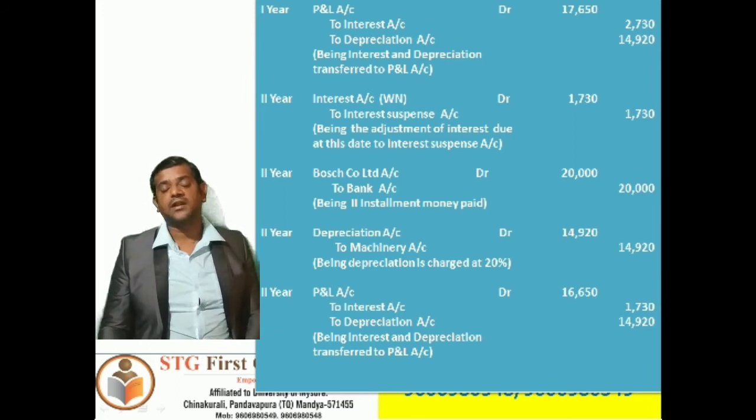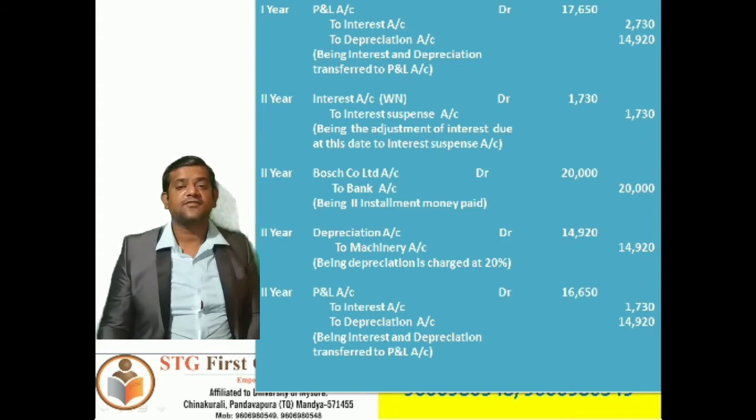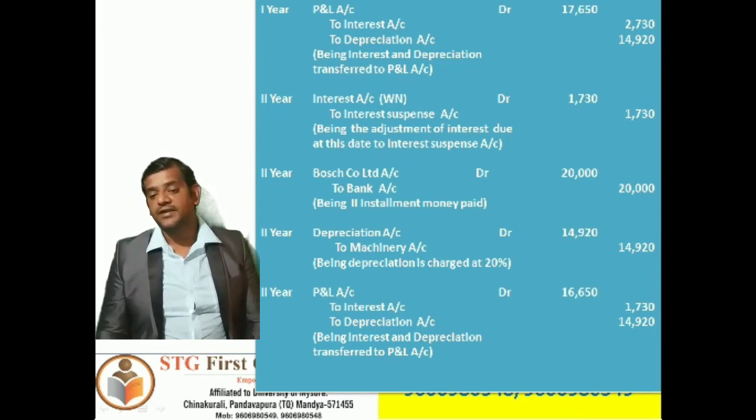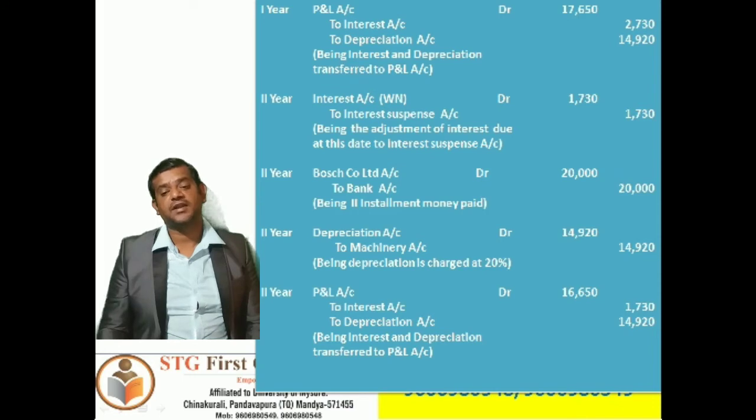So depreciation account debtor to machinery account, being depreciation is charged at 20%. So that is under original cost method. So once you calculate the depreciation, that we are supposed to calculate for the rest of the life of the asset. So 14,920 being depreciation is charged at 20%.